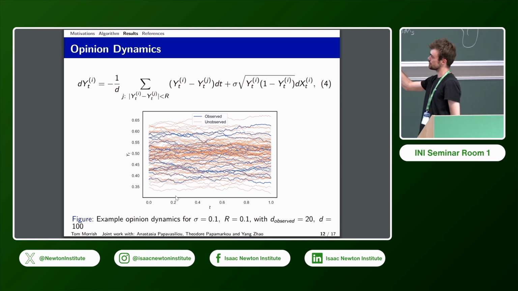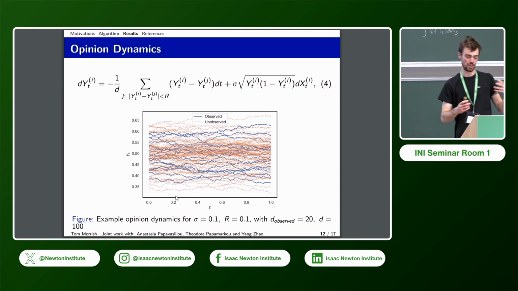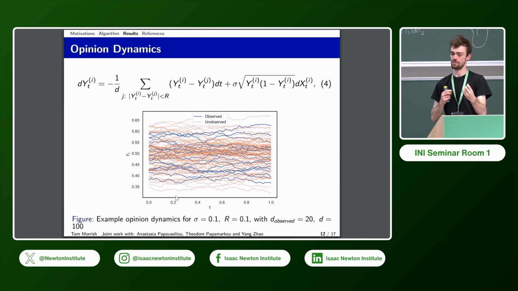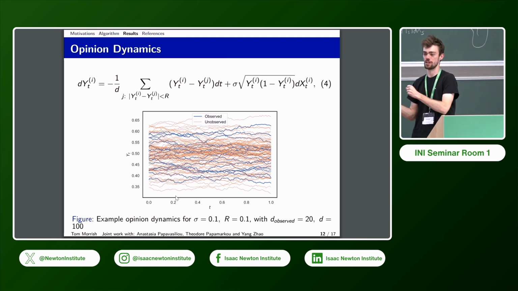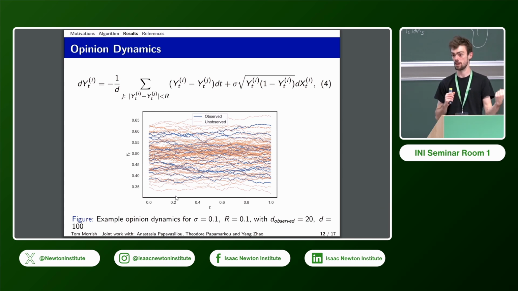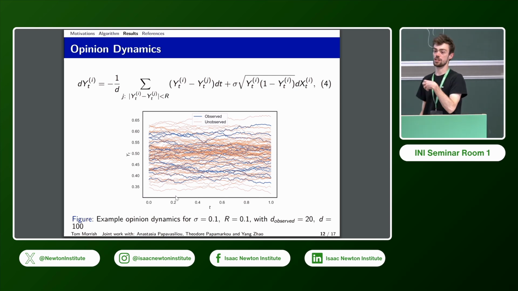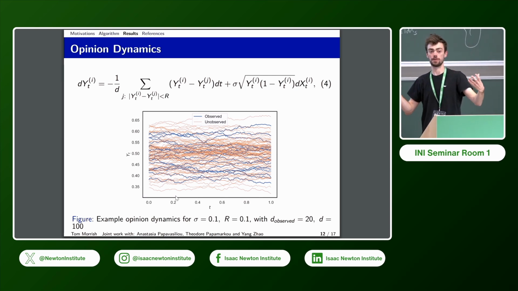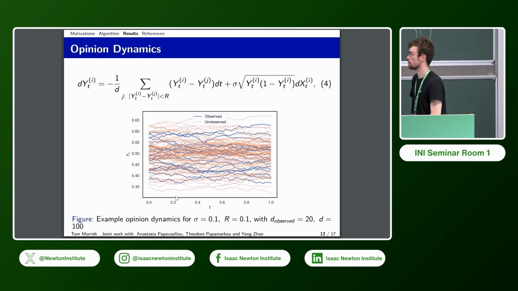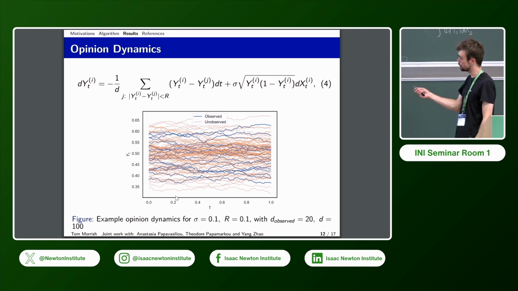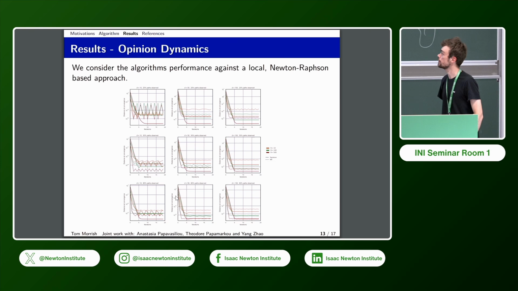Here was one, which is opinion dynamics. So this is the dynamics of a person in a crowd where you can imagine that your political opinion might drift according to the people closest to you. I added a scaling term to make it slightly harder on the diffusion coefficient. And then you observe some of those people in a population at discrete times. So that's an example of what the dynamics of this might look like with 100 people. We observed 20% of them, so 20 out of 100.